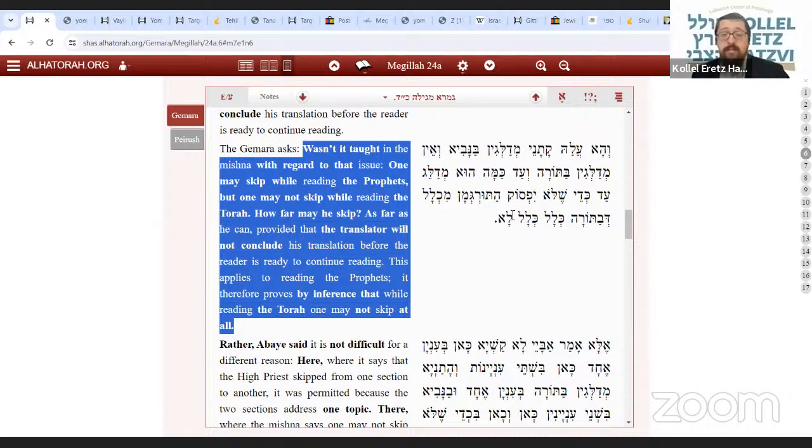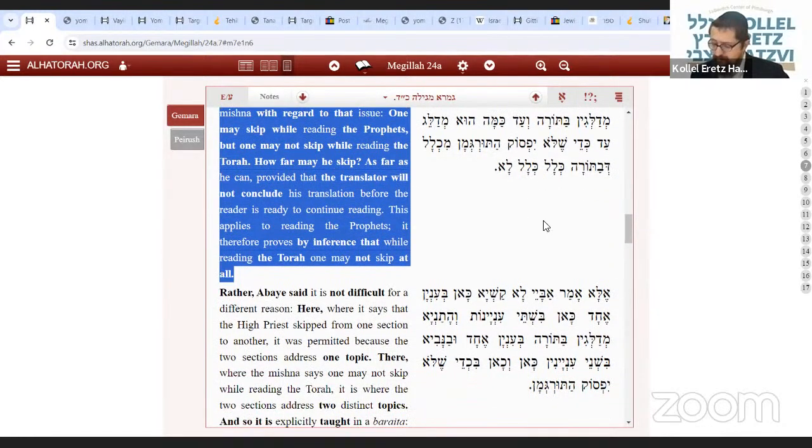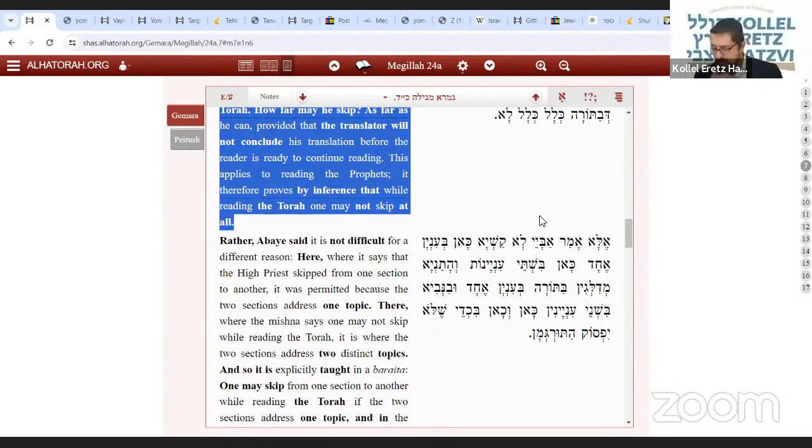Answers the Gemara, Ella Amar Abaye. Abaye says like this. It gives you a different approach. Lo kasha. Let me tell you why it's not a contradiction. Really, in the Torah, you're not allowed to skip around from place to place. And in the Navi and the prophets, you are allowed to skip around from place to place. So if so, when the Kohen Gadol, the high priest, is reading the Torah on Yom Kippur, why did he skip around from chapter 16 to chapter 23?